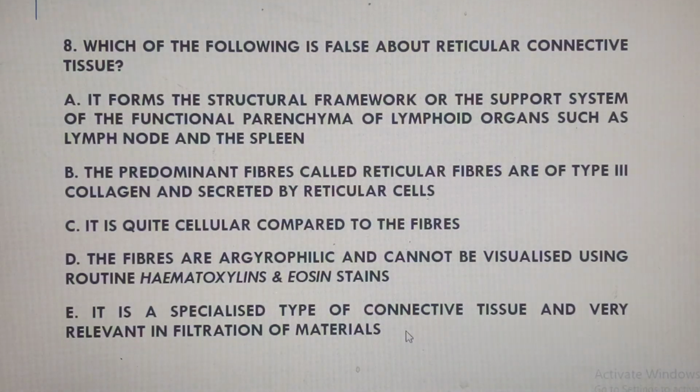Now option E says it is a specialized type of connective tissue and very relevant in filtration of material. Sorry, over here, it is not a special type of connective tissue. Please get to know that it is not a special type of connective tissue, but rather it is a loose connective tissue. It is part of the connective tissue proper, an ordinary connective tissue, not specialized.